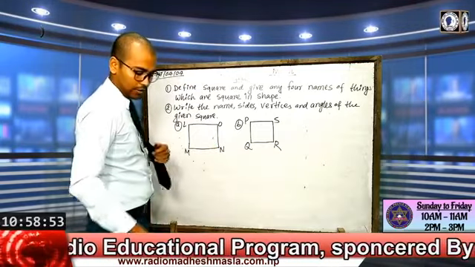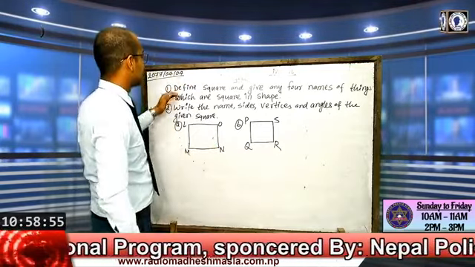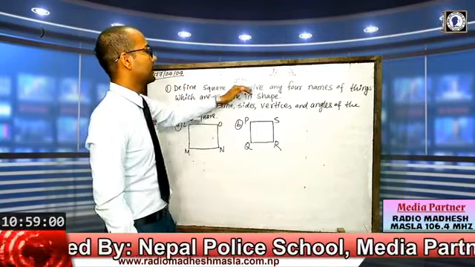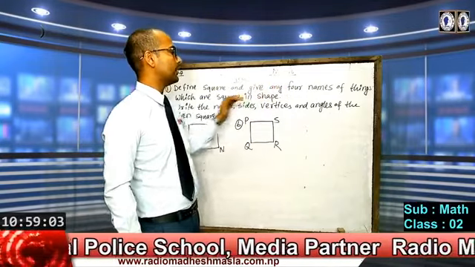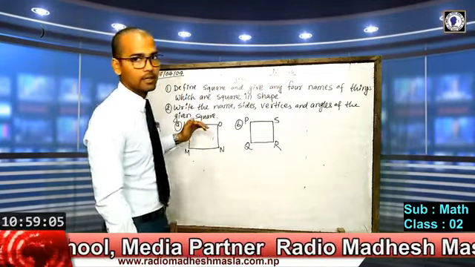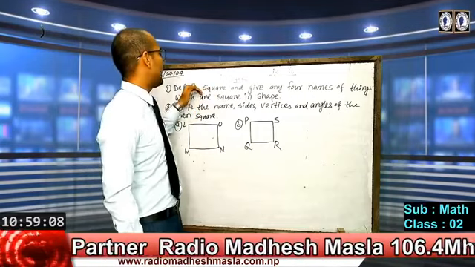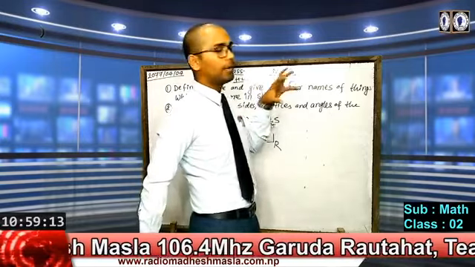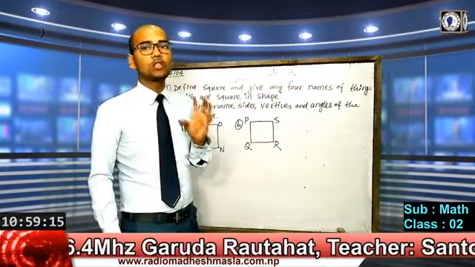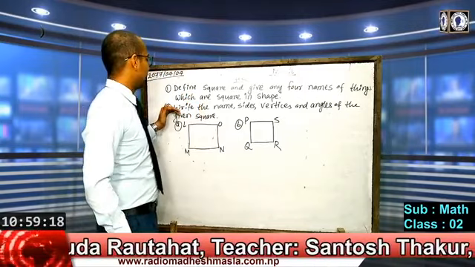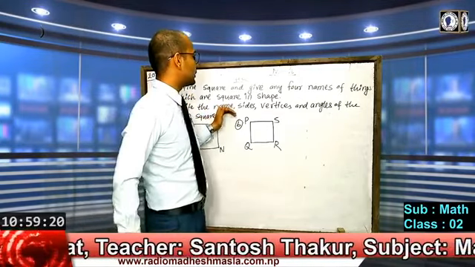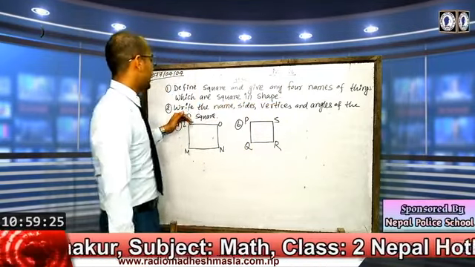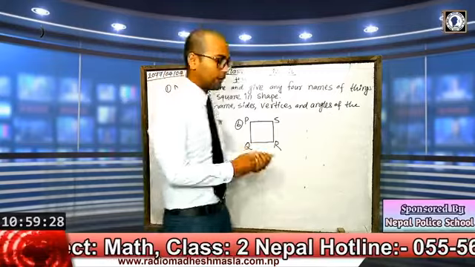So students, here you have the questions. In question number 1, you should define a square and then give any 4 names of things which are square in shape. Then in question number 2 you should write the name of the given squares, and the sides, vertices, and angles from these given figures.